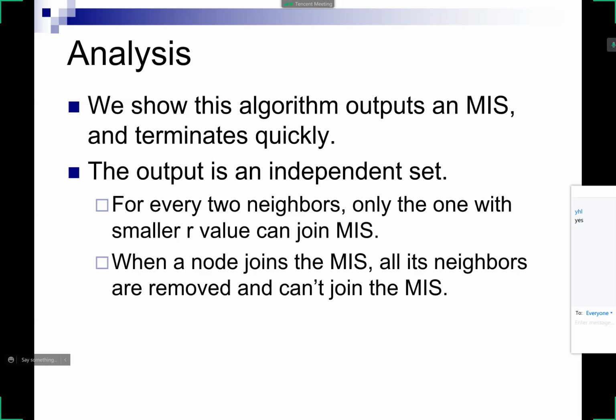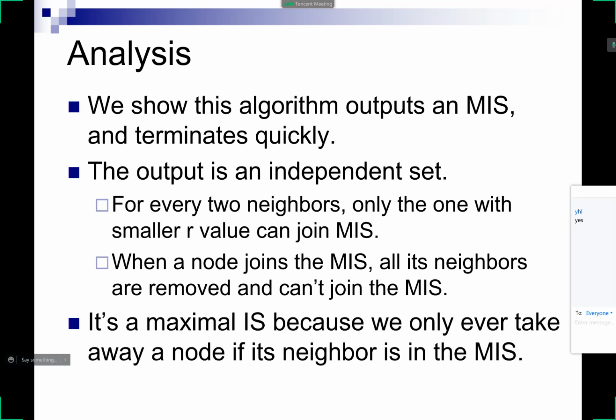Also, as soon as one node joins the MIS, it's going to remove all of its neighbors. All of the neighbors are going to hear this message, and then they're going to terminate. Therefore, in the end, we're never going to have 2 neighbors which are both in the MIS. So this shows that the output is actually an independent set.